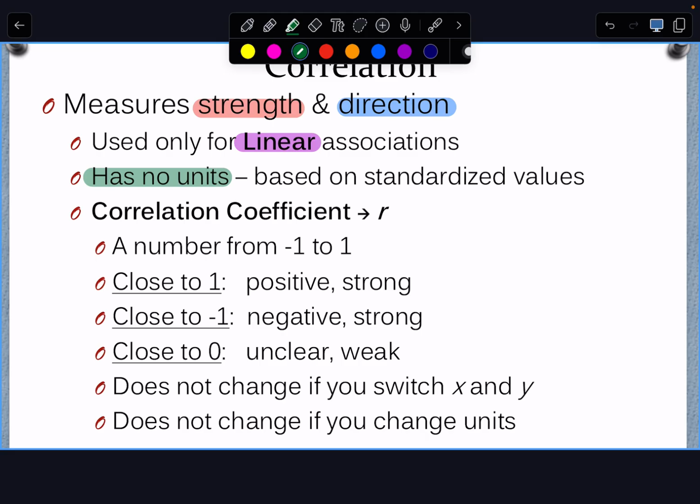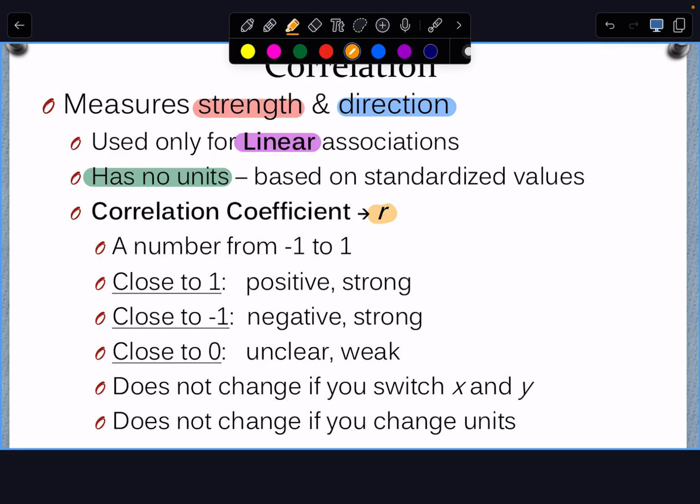So correlation, another thing to point out here, we use the lowercase letter r to denote correlation. Why they chose r, I have no idea. But that's just the one they chose to utilize for this. So correlation is always going to be a lowercase r. It's a number that goes from -1 to +1. I cannot have a correlation value outside of that range. So -1 and +1 are the absolute extremes.